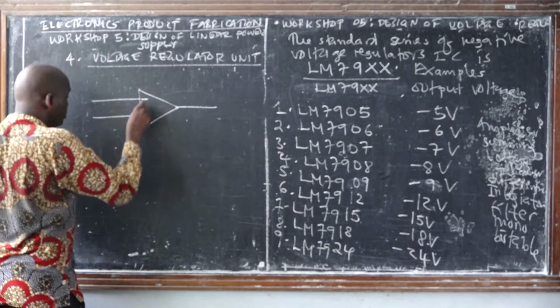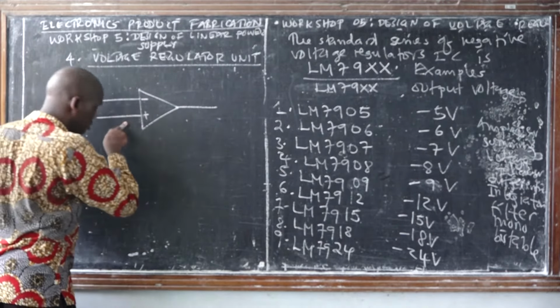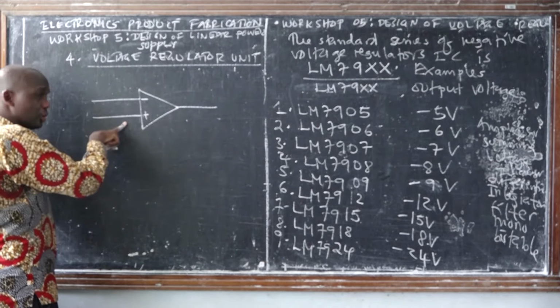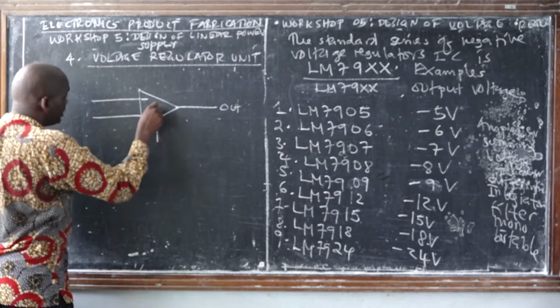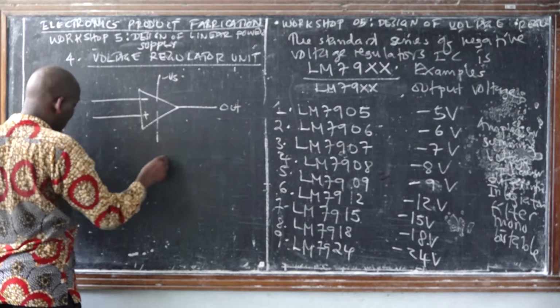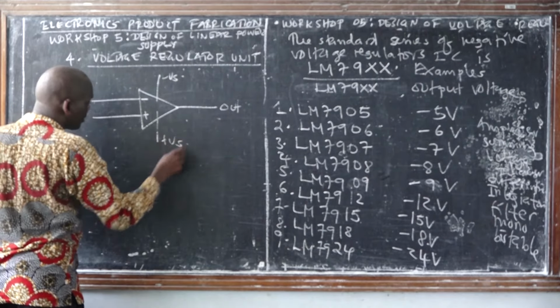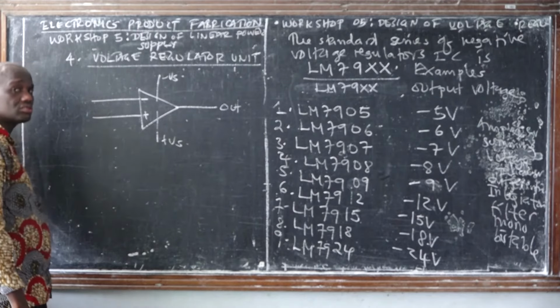I want to show you where we apply it. So this is the non-inverting input terminal. This is the inverting input terminal. And then this one is the output. And then we say that here we have some other terminals. So this is the negative voltage supply, and this is the positive voltage supply. So the three remaining terminals are not in use.